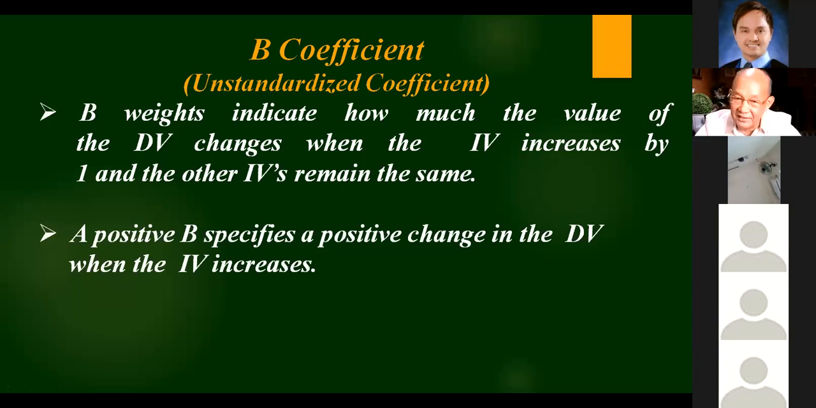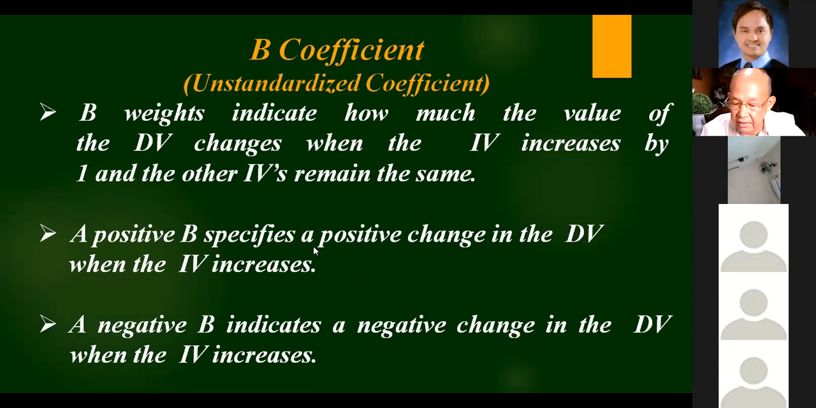O niyo yan? O halimbawa, work habits. Ang nakuha nating B coefficient is 0.90. How do you read that? For every unit improvement on the work habits of the teacher, performance can be expected to increase by 0.90. That's what I mean by a positive B. All right? From there, let me continue.